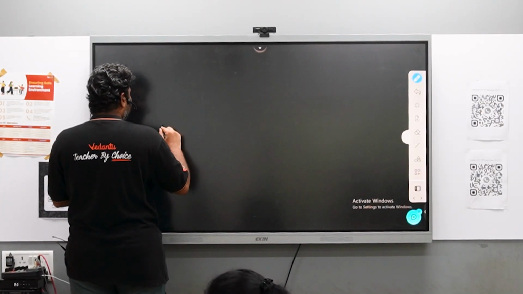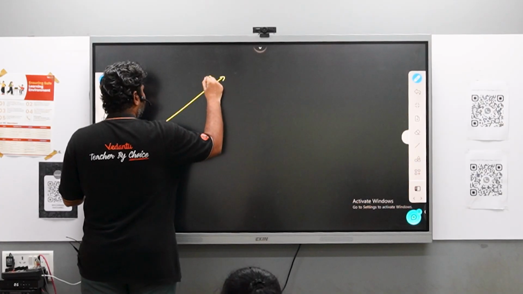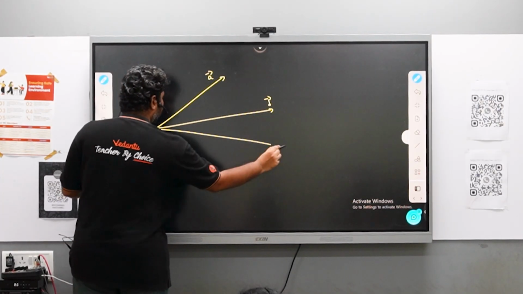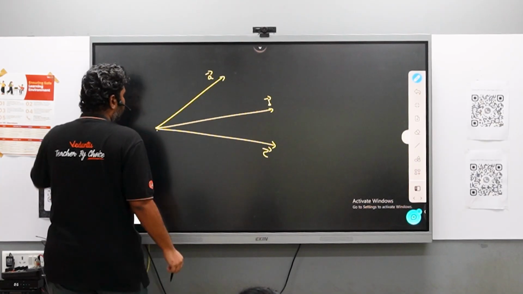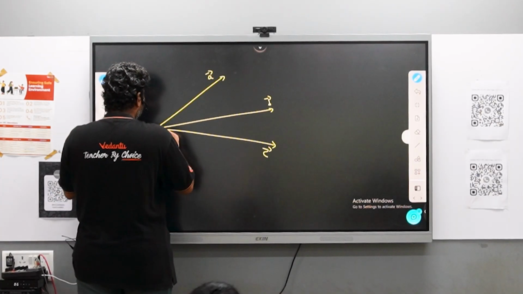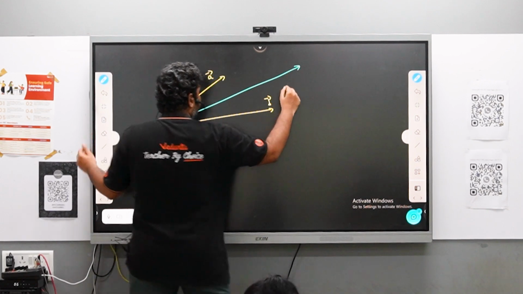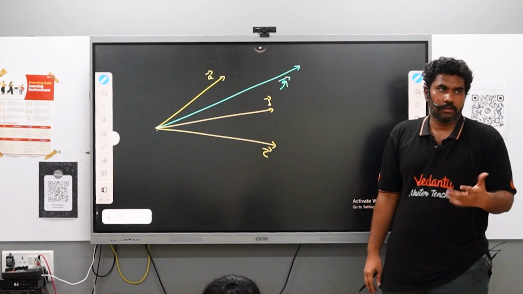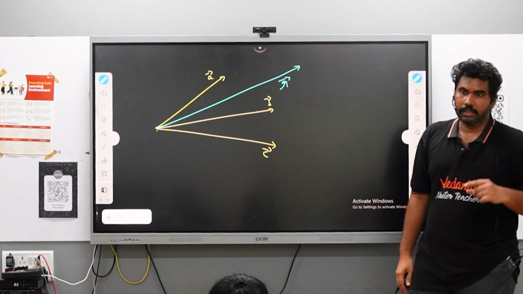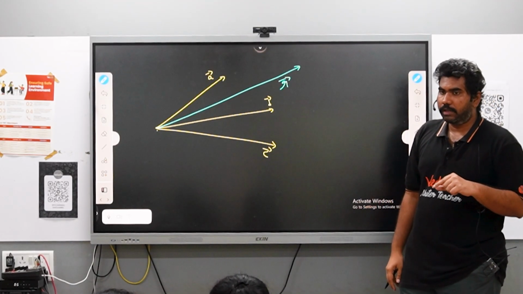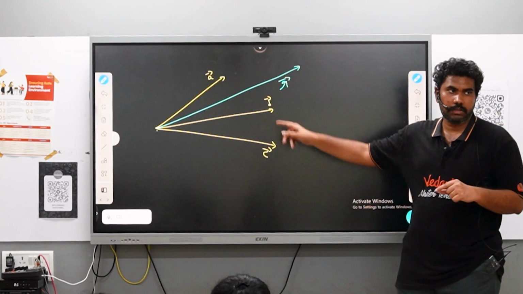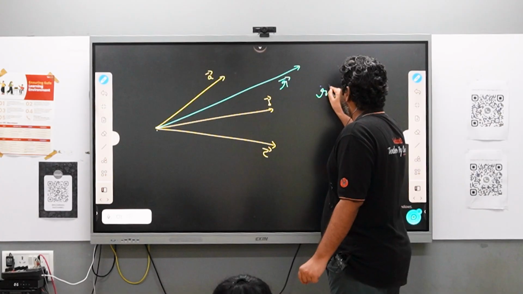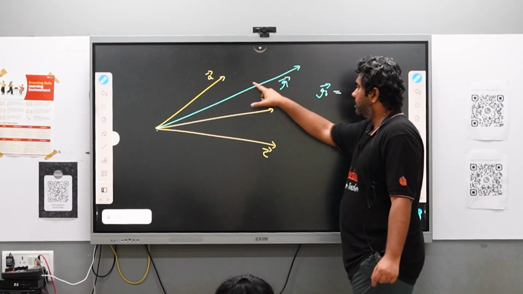Consider 3 non-coplanar vectors. We already studied this, right? This was a very fundamental theorem. So whenever we have a set of non-coplanar vectors, what can we say? We can generate another vector which is a linear combination of all these 3. You can represent a vector in the space with respect to these 3 vectors as a linear combination of these 3 vectors.